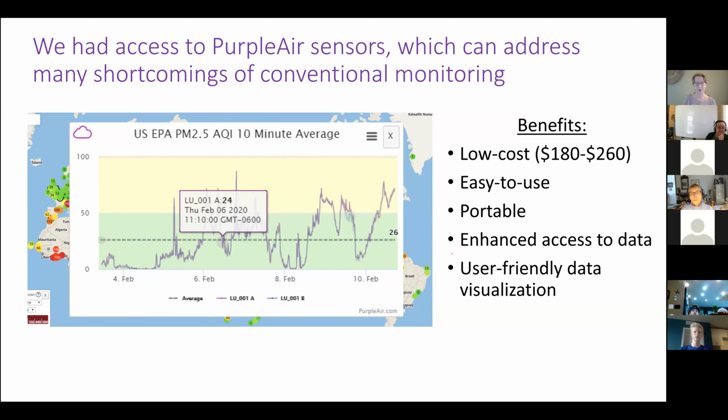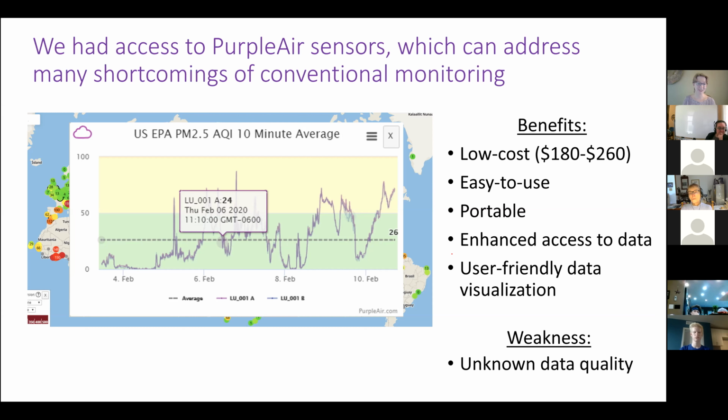And if you were to click on one of these sensors, you will see that it offers a really user-friendly data visualization option. So as the sensor collects data, it plots it in real time and corresponds it with the AQI index that we talked about. So this gives people a really nice way to get a basic sense of how their air quality is looking without having to download the data and go through a whole analysis process.